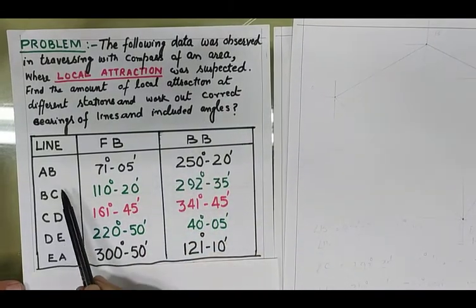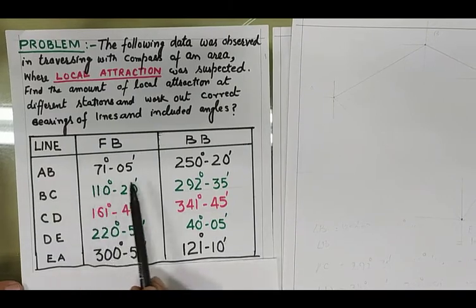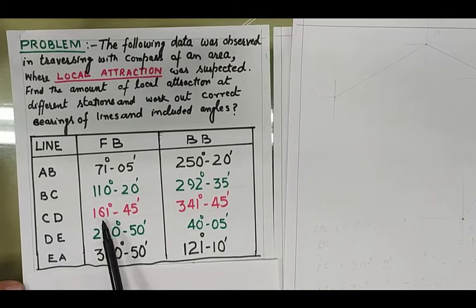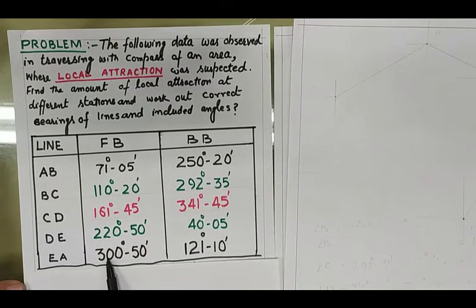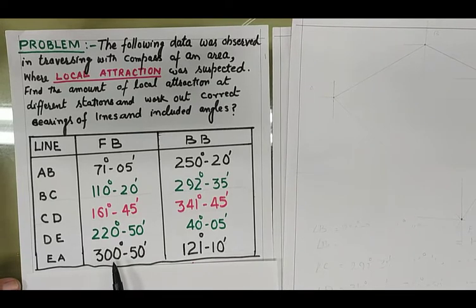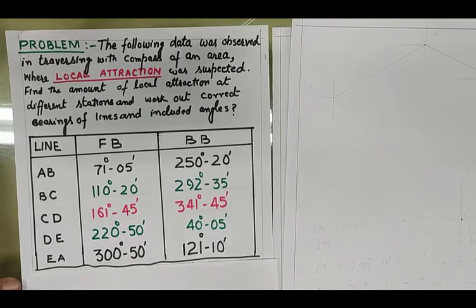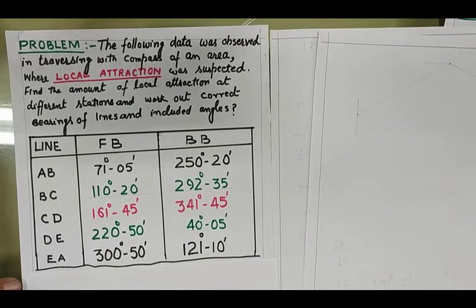So the fore bearings of lines AB, BC, CD, DE and EA are given. These are the observations of a closed traverse. Before starting the solution, the first thing you will keep in mind is that we have to draw its proportional sketch with respect to the fore bearings of the lines, so that it will be very easy for you to calculate the internal angles. For that I am going to draw the sketch.